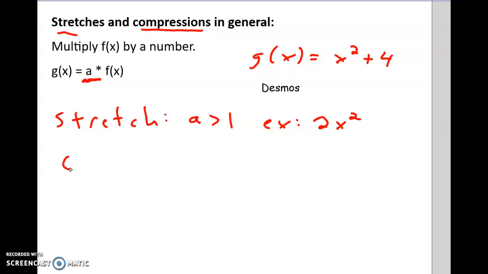All right, and a compress is an a value that's between 0 and 1. Okay, so any fraction or decimal, so we could do 1/2 or maybe 0.7. Any of those will make it compress.